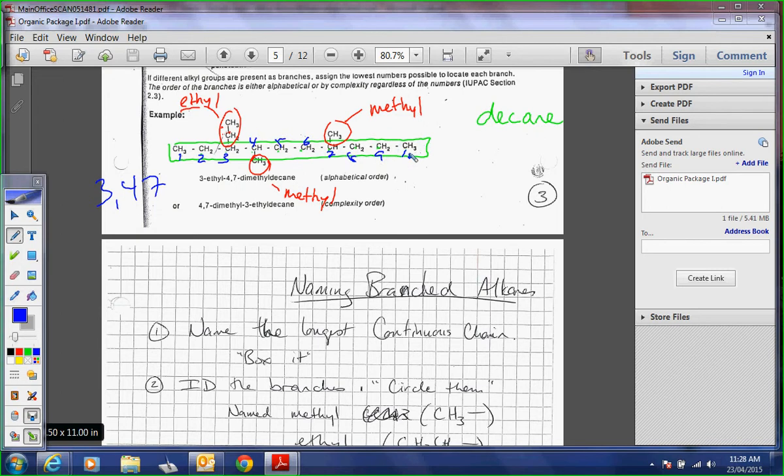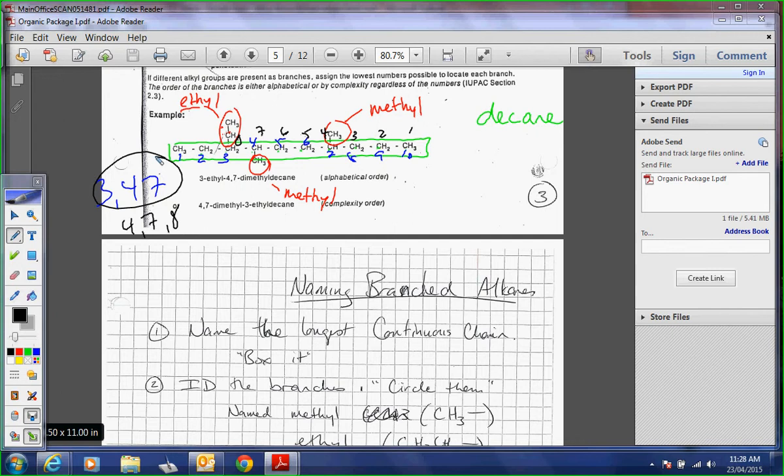Or the black way going backwards, 1, 2, 3, 4, 5, 6, 7, 8. Everybody see how the blue numbering system is better right now? Because it's lower numbers. Okay, so I'm choosing to number it the blue way, not the black way.